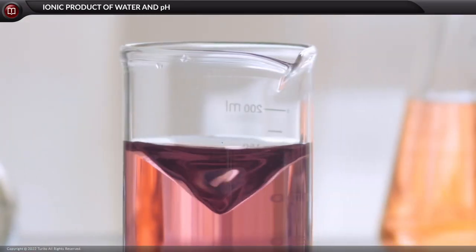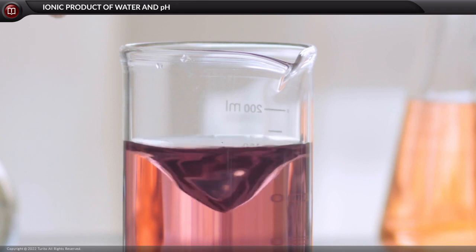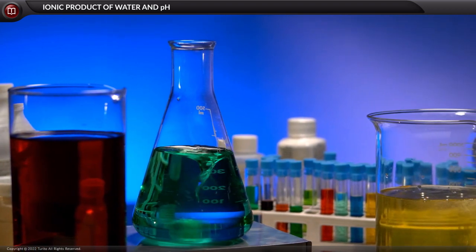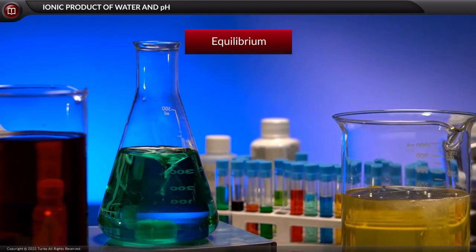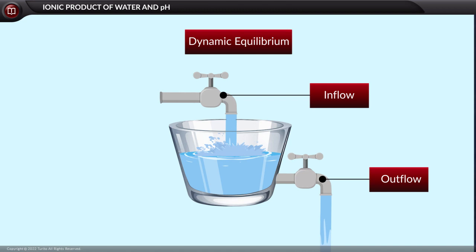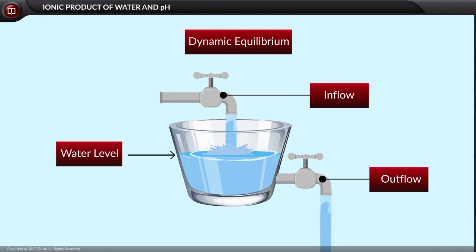Hello students. In this module, we will learn a very important topic from ionic equilibrium. At first, we need to understand the word equilibrium in terms of chemistry. In chemistry, it is always a dynamic equilibrium. You can understand it better if we consider a tank where the inflow is equal to the outflow. As both are equal, there is no net change in the water level in the tank. But this is not considered a static equilibrium, as there are changes that are happening in this system.